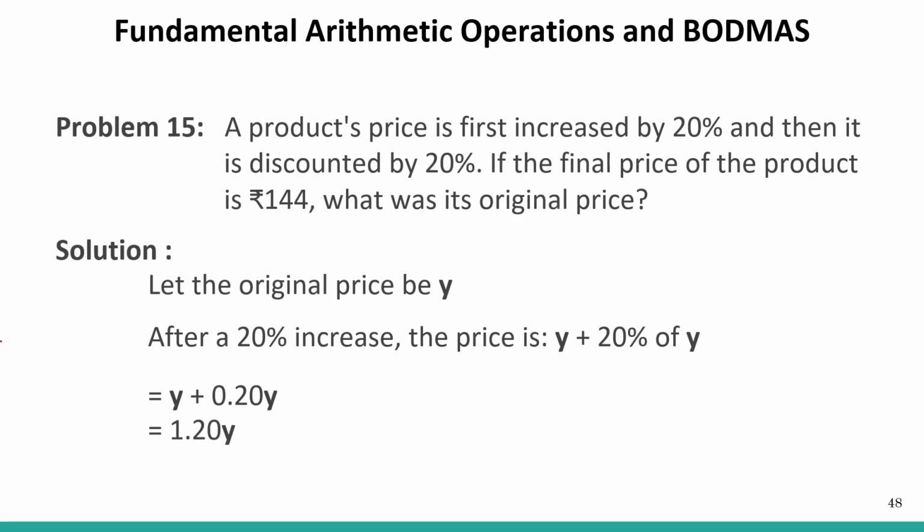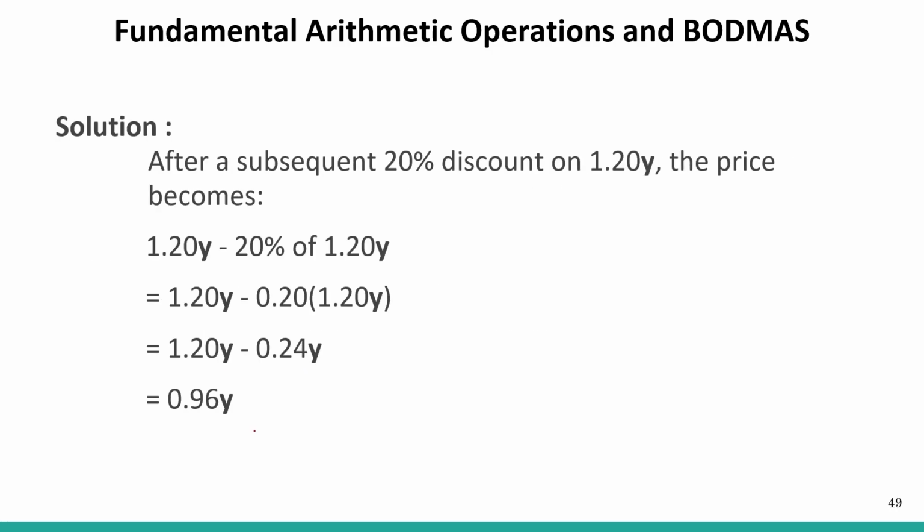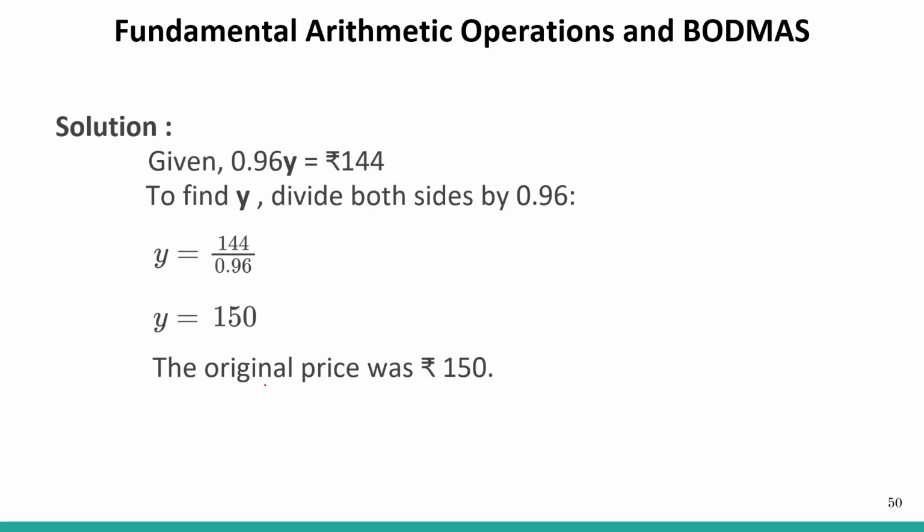As you can see here, y plus 0.20y is equal to 1.20y. After a subsequent 20% discount on 1.20y, the price becomes 1.20y minus 20% of 1.20y, that is 1.20y minus 0.24y, which is equal to 0.96y.